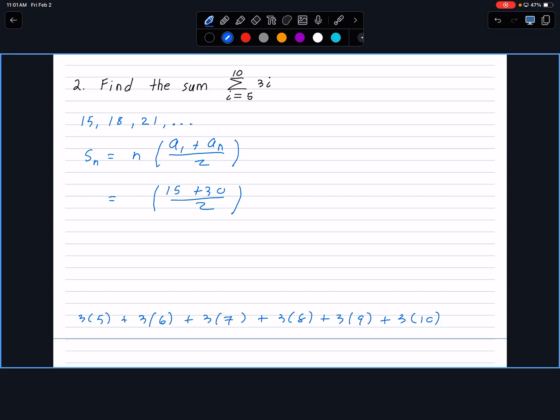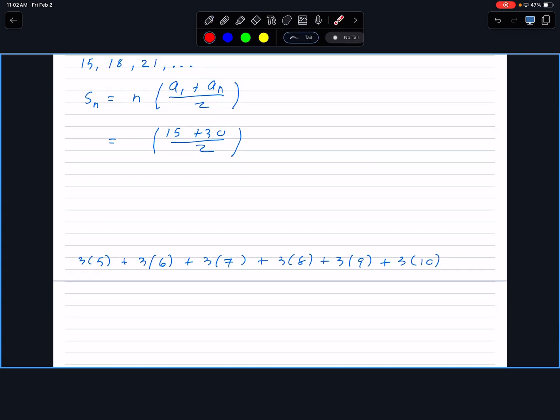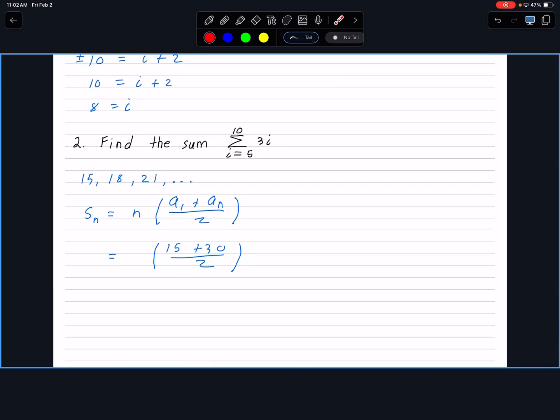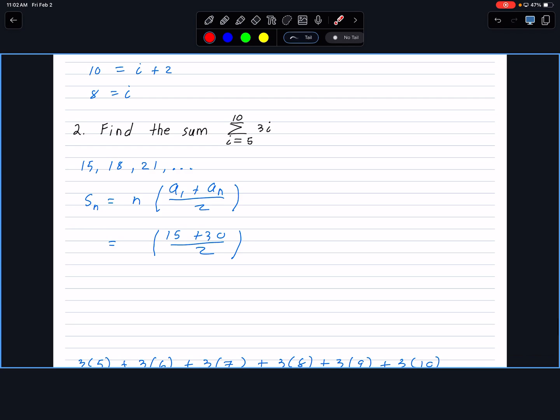N is not going to be 10 because that tells you how many terms are in the sequence. But if you look, right, we did this down here. There's 1, 2, 3, 4, 5, 6 terms in the sequence, not 10. Here's how you find n unless you're just counting them out. You take your upper bound, you subtract it from the lower, add 1. 10 minus 5 is 5, plus 1 is 6.